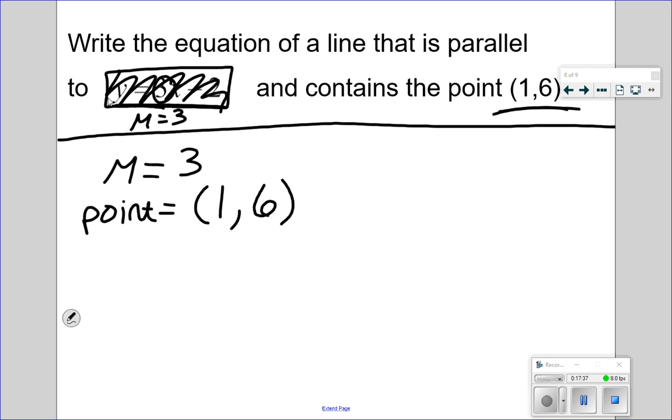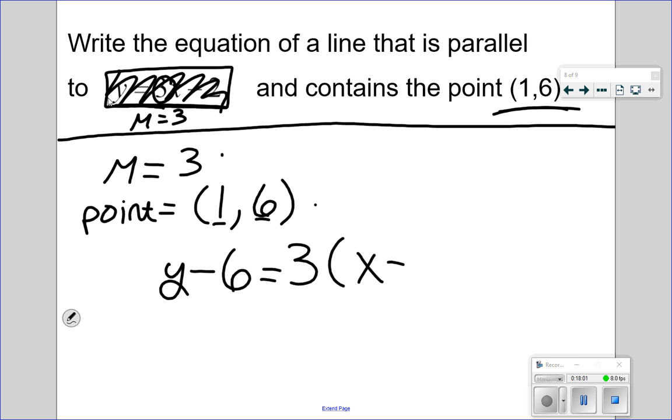Now this should be review. We should all know how to write the equation of a line if we have the slope and a point. I'm going to do it by putting it in point-slope form first. Point-slope form says you do y minus, and you plug in the y of your point, equals slope, times (x minus, and then you plug in the x of the point you're given). And then you can solve for y to put it in the proper slope-intercept form.